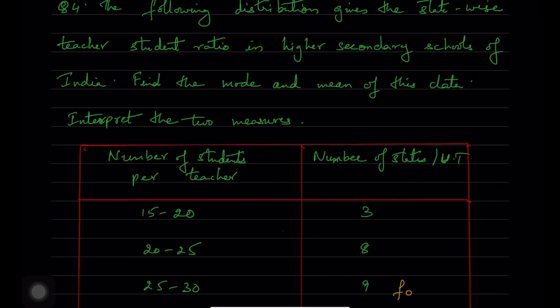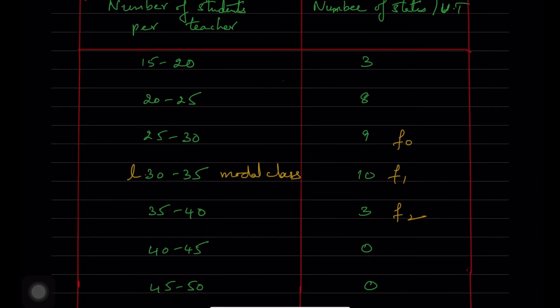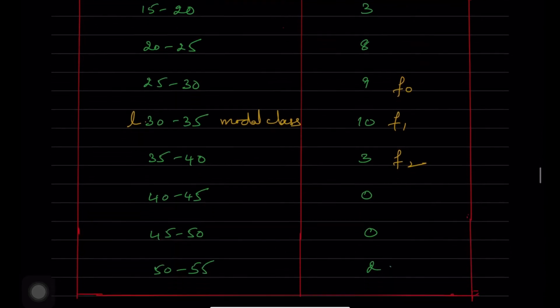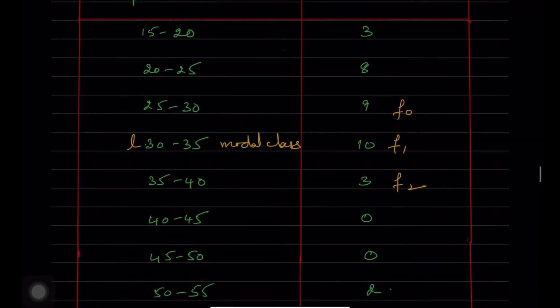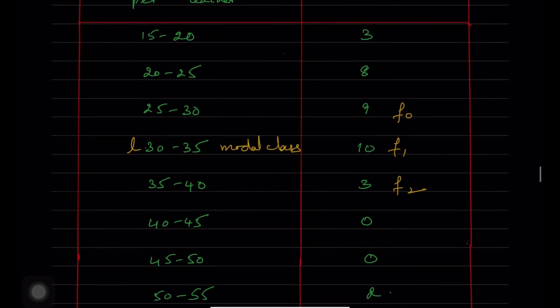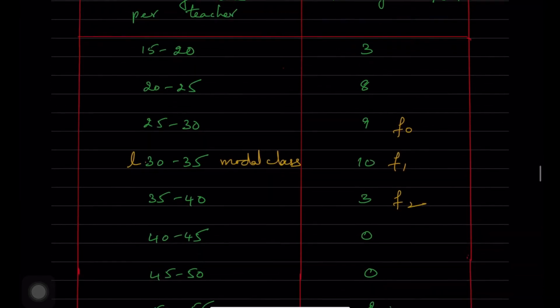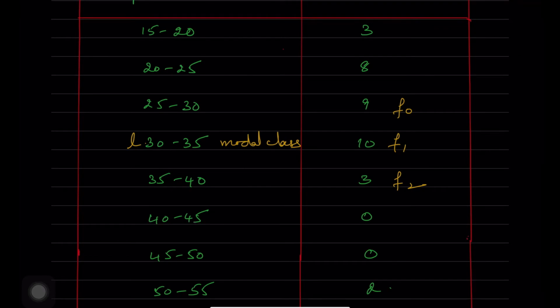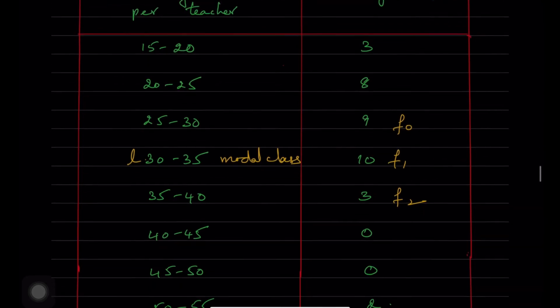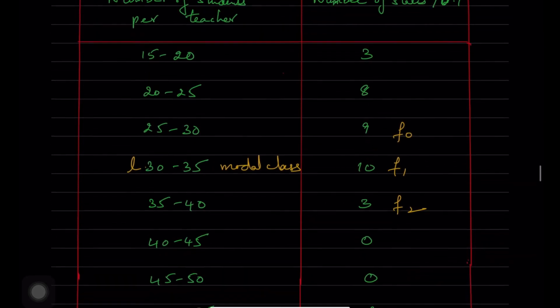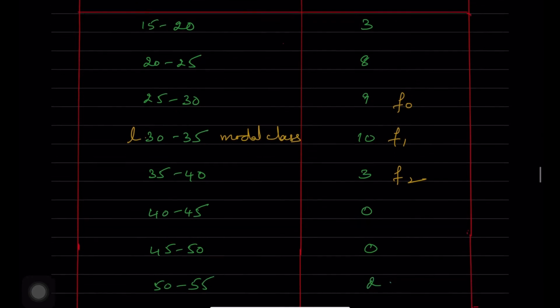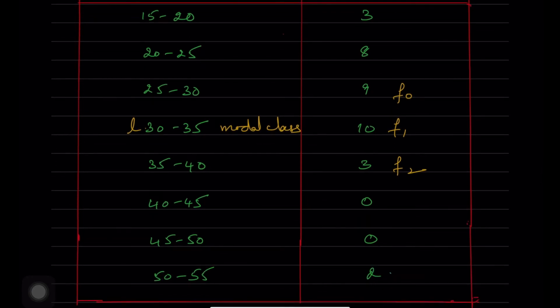The following distribution gives the state-wise teacher-student ratio in higher secondary schools of India. Find the mode and mean of this data. Interpret the two measures. So here the number of students per teacher is given for us, and the number of states or UTs. Number of students per teacher is 15 to 20, which means for one teacher there are 15 to 20 students, and the number of states having this ratio is 3 states.